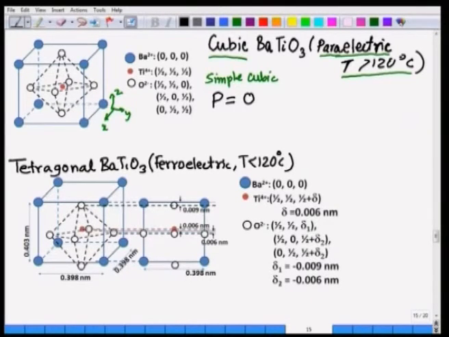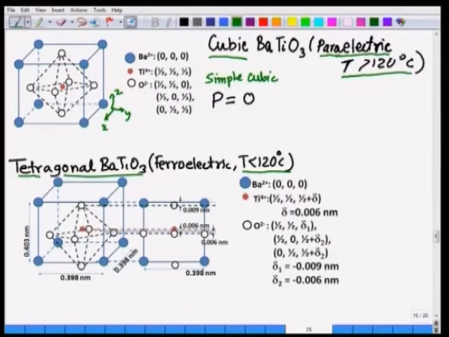Now let us look at ferroelectricity. How does ferroelectricity come? Suppose you start cooling it down to below 120 degrees centigrade. From temperatures anywhere from room temperature, and in fact even less than room temperature, up to 120 degrees centigrade, the barium titanate goes into a tetragonal phase. So, barium titanate goes into a tetragonal phase.